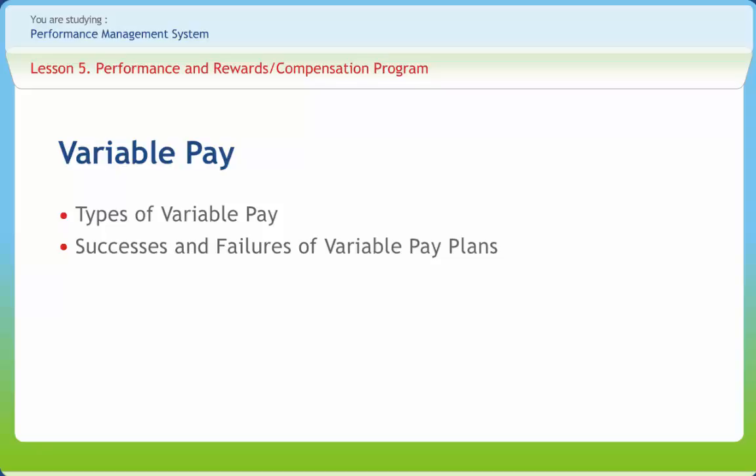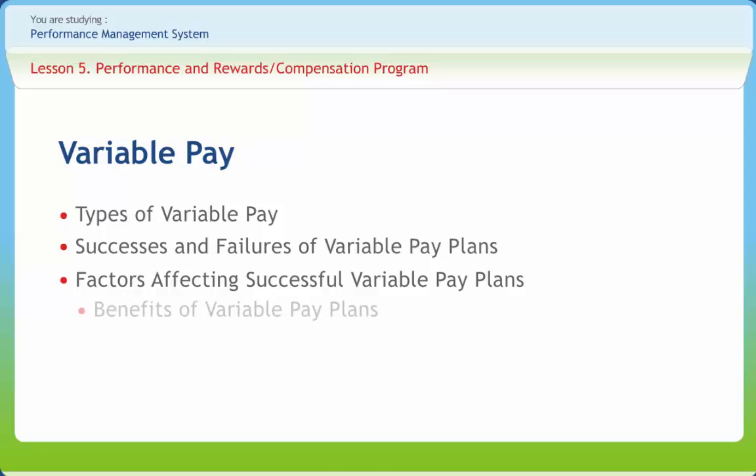To ensure the variable pay plan is successful, the factors to be considered are whether the plan fits the organization, whether the behaviors encouraged by the plan are the ones desired, and lastly, whether the plan is being administered properly. Variable pay plans encourage teamwork, promote open lines of communication, and improve the overall productivity of the organization.